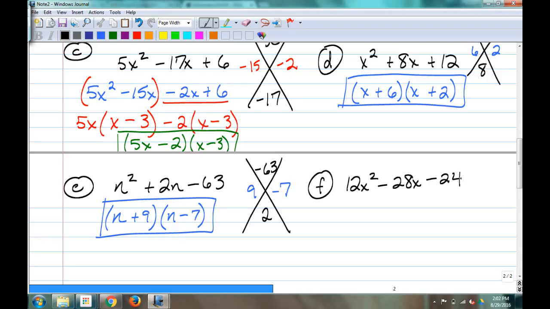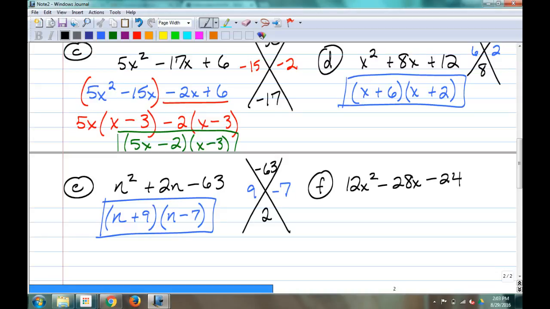All right, let's look at this one. 12x squared minus 28x minus 24. Does it matter what order you write? No, if you wrote x minus 7 and x plus 9, it's the same. It doesn't matter.